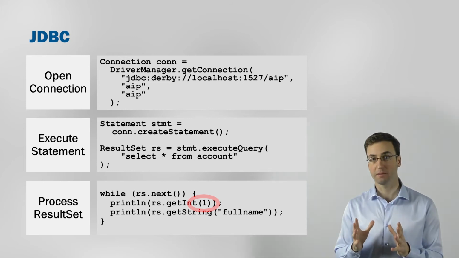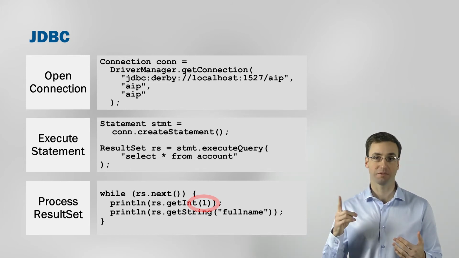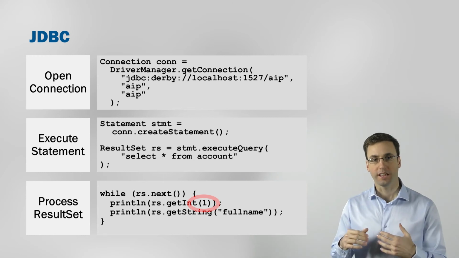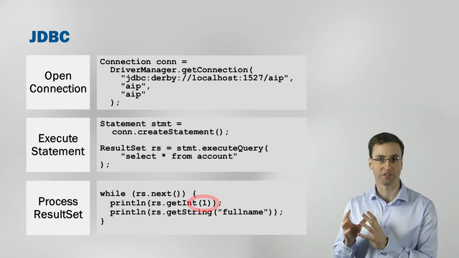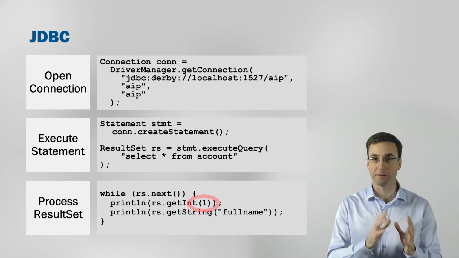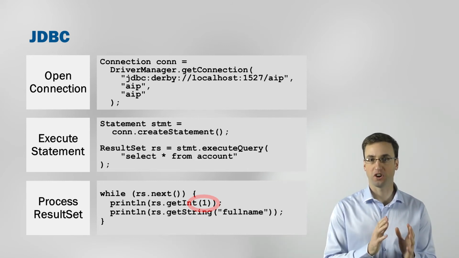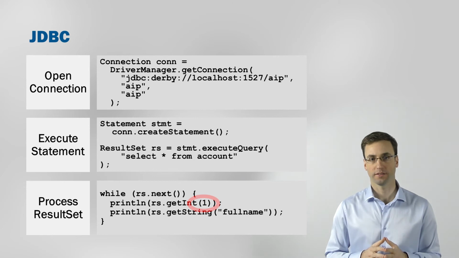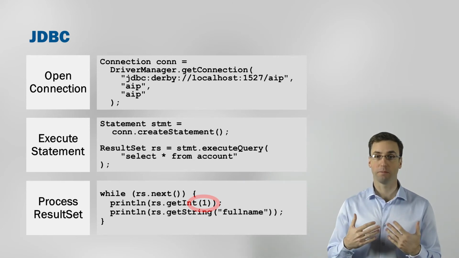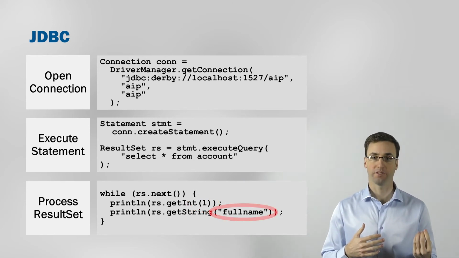This is one surprising thing about JDBC. It always counts from the number 1. In computing, number 0 usually refers to the first of something. In JDBC, it starts with 1, so the first column is column number 1. In the other line, I'm retrieving a column by name. This gets the column named full name.